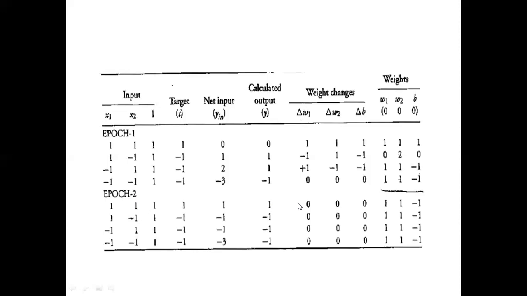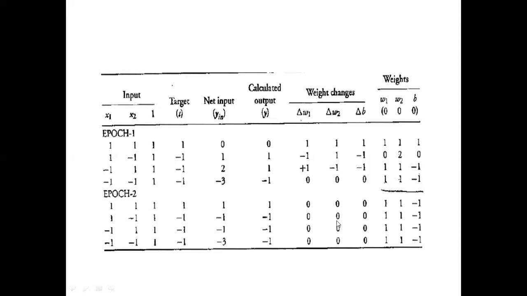So first of all, what is our last weight? That is 1, 1, and -1. And what is our last updated weight change? 0, 0, 0. So if it is 0, 0, 0, then what happens here? The same reason applies. So 0 into 1 is 0, 1 into 0 is 0, and -1 into 0 is 0.